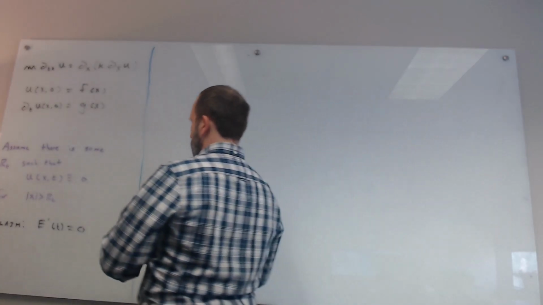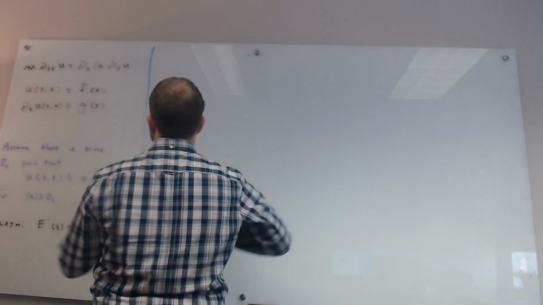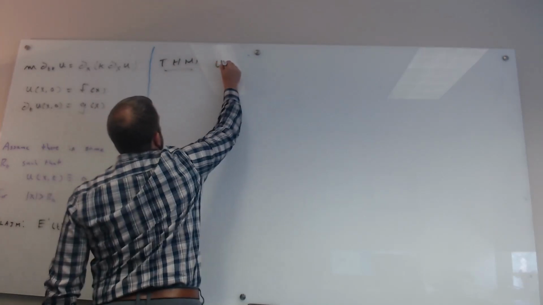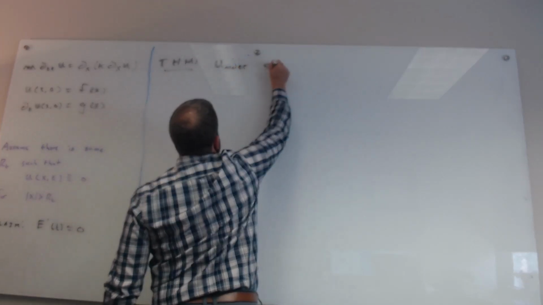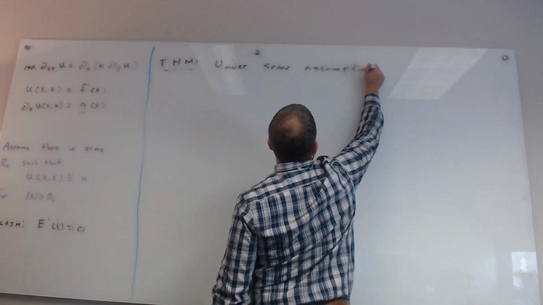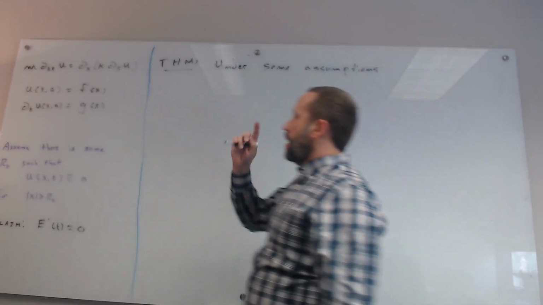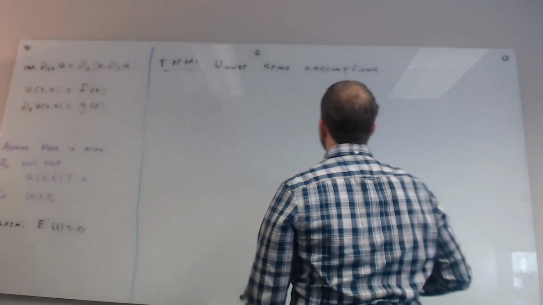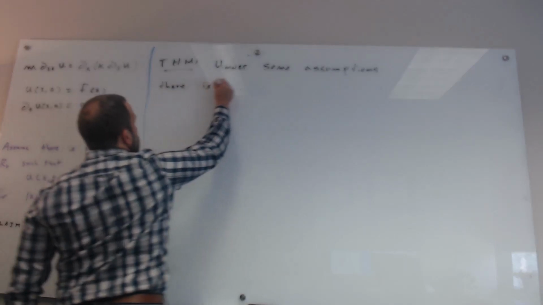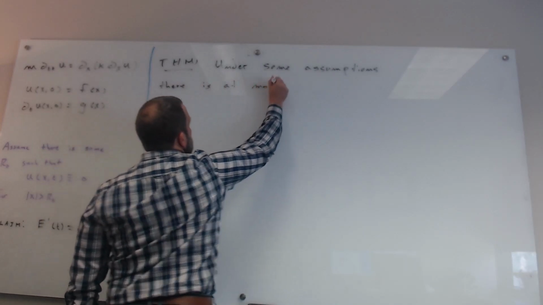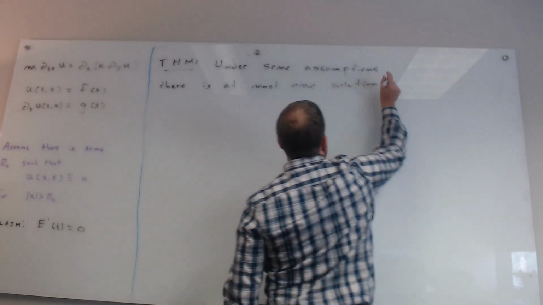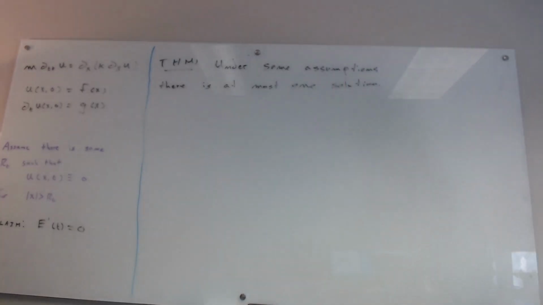So under the same assumptions, I'm just going to write this. This is a theorem. Under the same assumptions, in particular this PDE and this side condition here, there is at most one solution. Okay, so under these conditions, there's at most one solution.